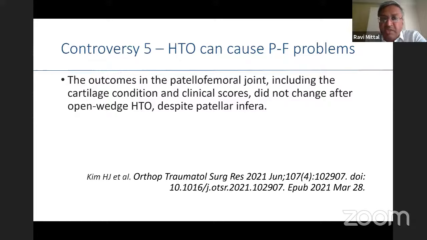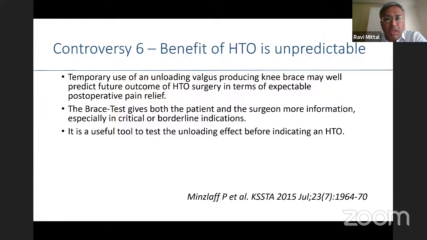Another controversy is that HTO can cause patellofemoral problems, either patella baja or patella alta. Now, this study, as recent as 2021, says that when you have patella infera, a slight downward shift of the patella in open wedge HTO, it doesn't affect cartilage, and it doesn't affect clinical scores of the patellofemoral joint.